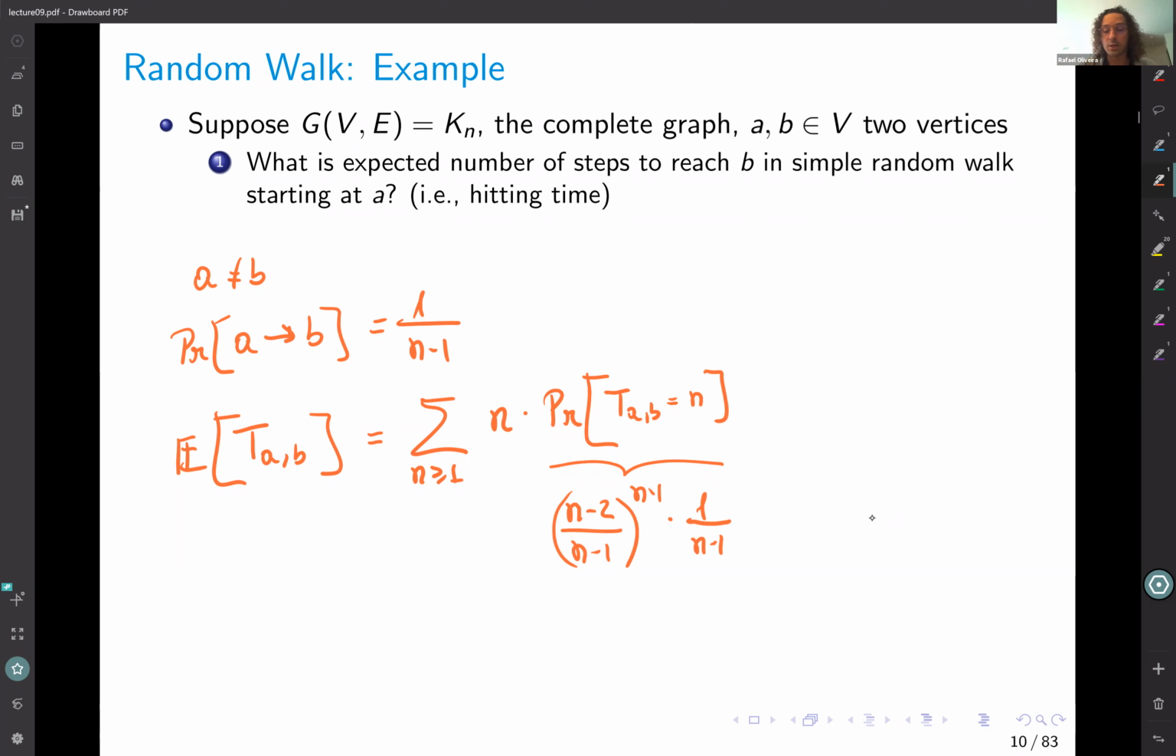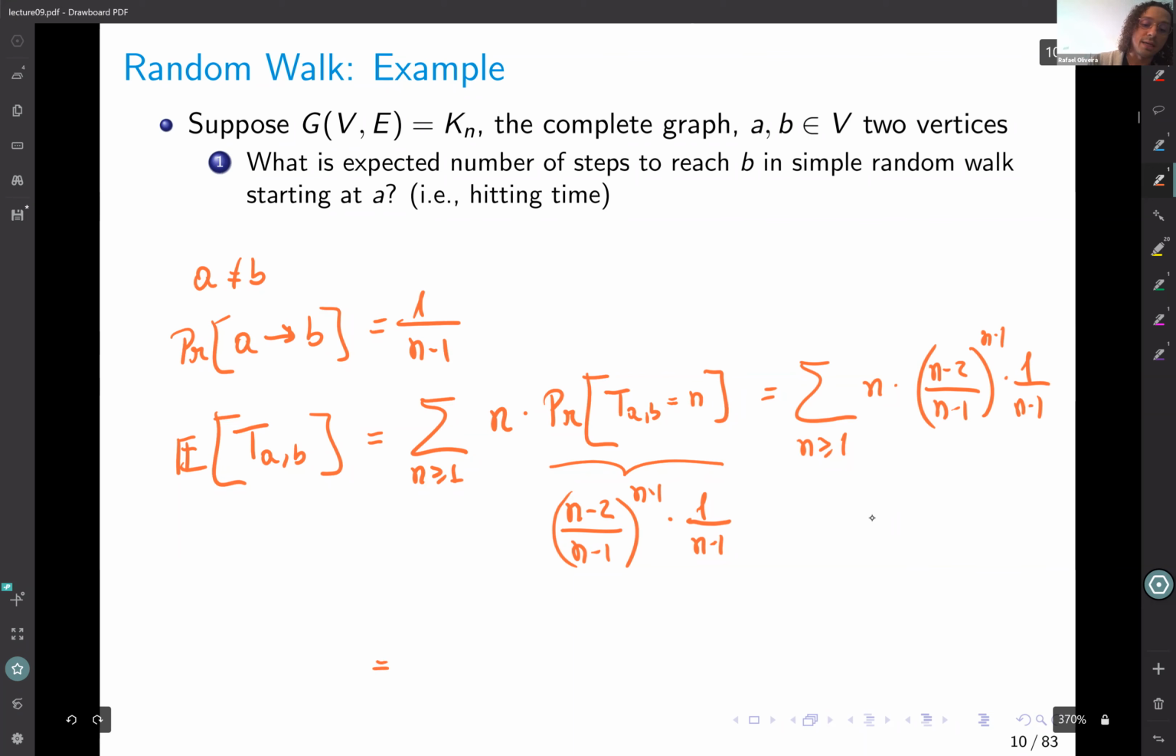And then we can just compute this. Or you could rewrite the sum. Let me write it like this, and then you can complete the computation: n times (n-2 over n-1) to the n-1 times 1 over n-1. Or you can also just say the sum over n greater or equal to 1 of the probability that T_AB is greater or equal to n.